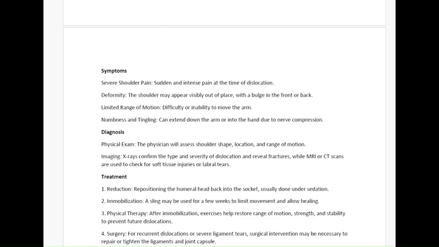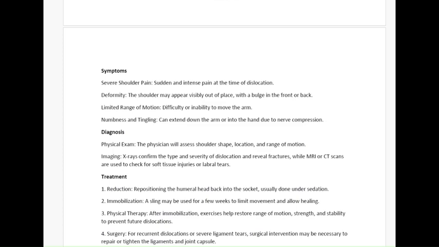In treatment, we can do reduction. Reduction means repositioning the humeral head back into the socket. It is usually done under sedation. Immobilization: a sling may be used for a few weeks to limit movement and allow healing. Some physical therapy: after immobilization, exercises help restore range of motion, strength, and stability to prevent future dislocations.